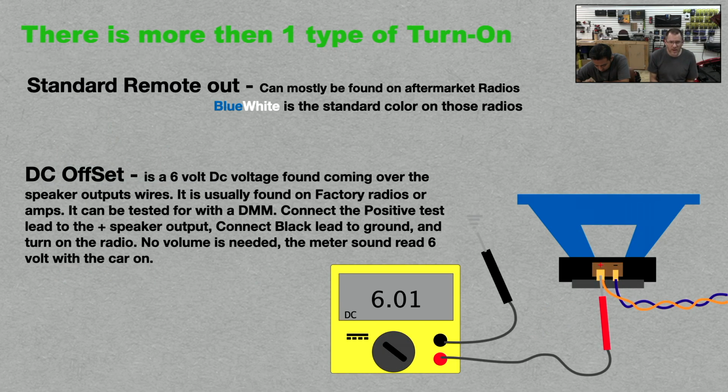There is more than one type of turn on. I know, right? Who would have thought? There is. There's actually 3 specific ones. There are others, but we're going to talk about the 3 main ones.